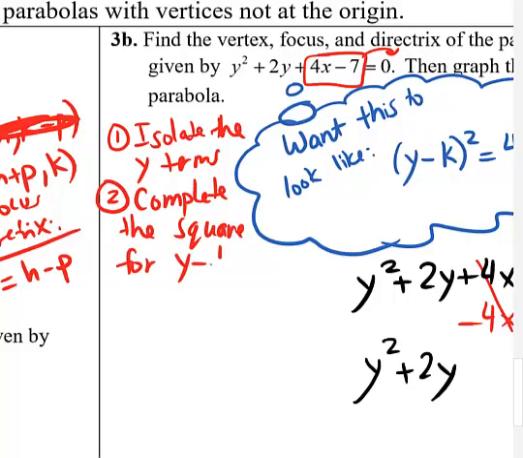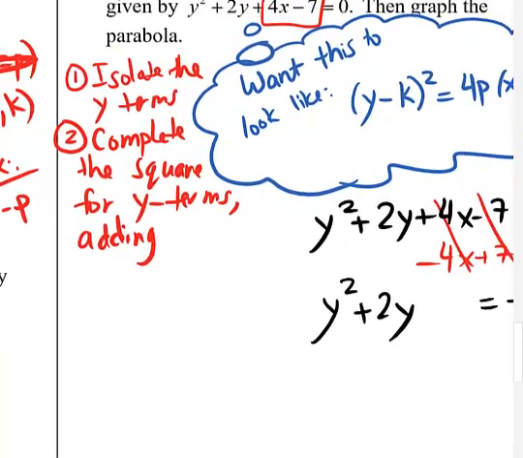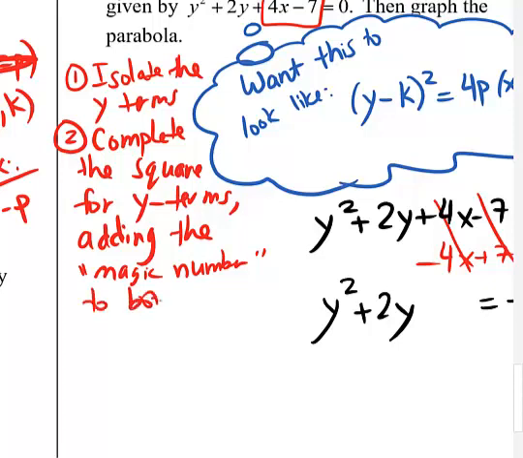Complete the square for the y terms. But remember that if you add the magic number to the left side, we called it the magic number before, then you also have to add it to the right side. The magic number to both sides. So we kind of have to think back really far.